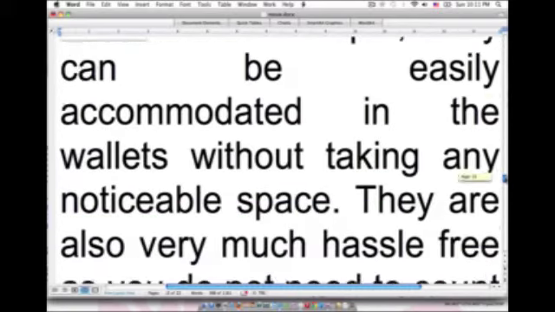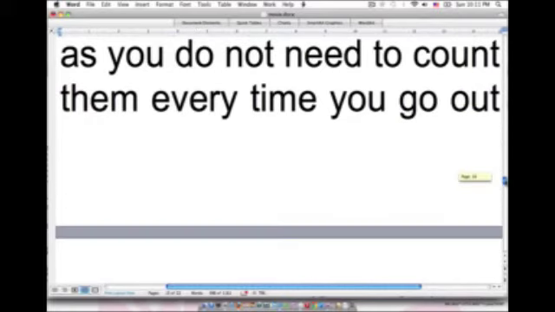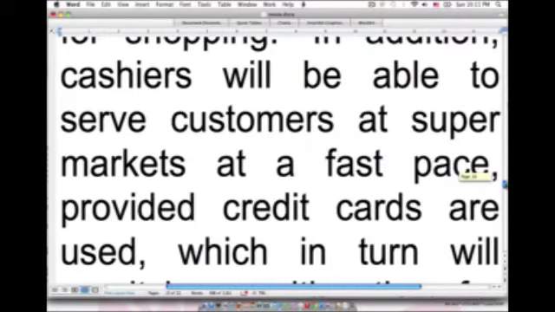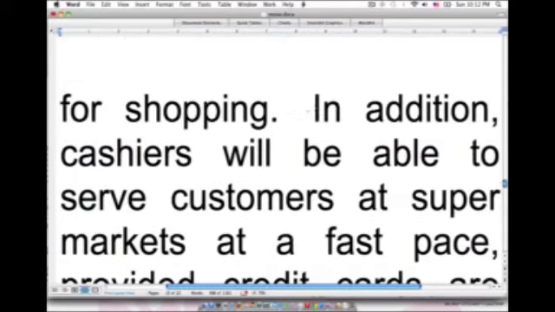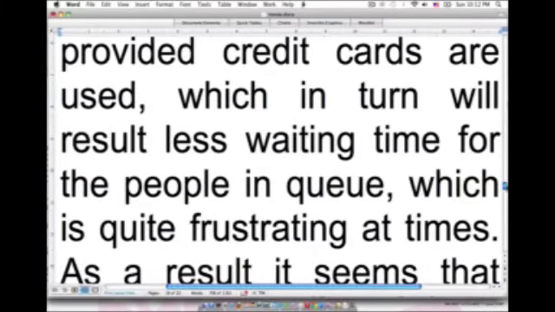So let me try to track down something here. Okay, so the student has already brought up an example before this one, and then they bring up another example in the same paragraph. "So in addition, cashiers will be able to serve customers at supermarkets at a fast pace, provided credit cards are used, which in turn will result in less waiting time for people in the queue, which is quite frustrating at times." So this sentence is a run-on sentence, and it's difficult to see the link between the example and the discussion. Had the student broken it up into two separate sentences, that would have been better.